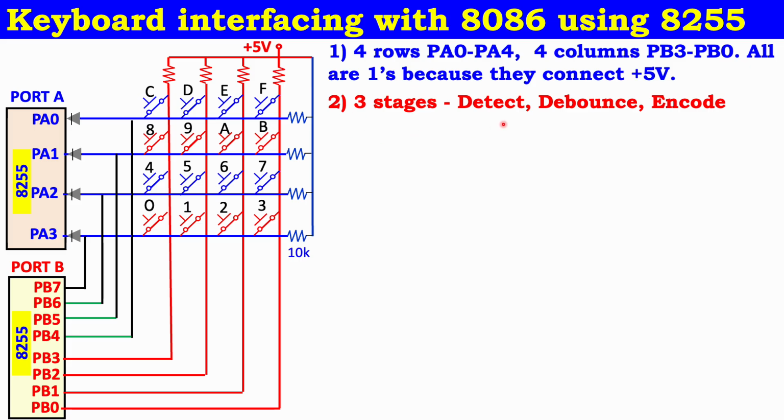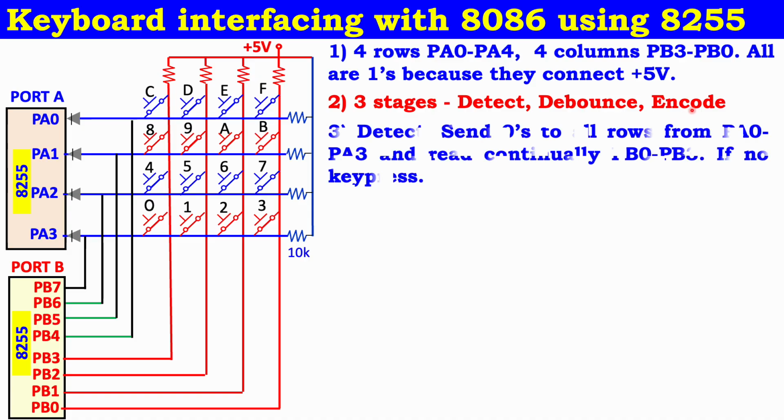One is called detect, the next one is called debounce, and the other one is called encode. Let us see the operation. Now in this operation, the first one is detect. What is detect? We can detect the key press by using one simple procedure.